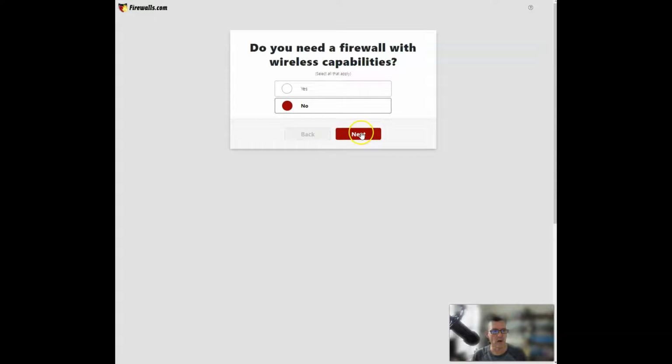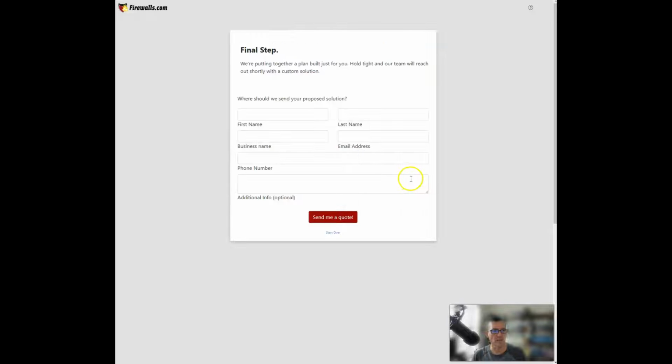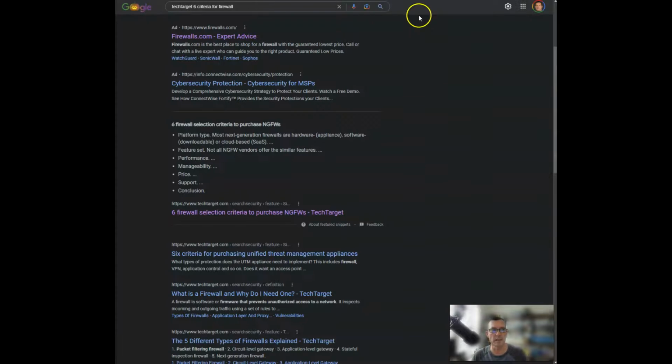We're going to say no to the wireless capabilities. We're going to say no on this. And then the last step here is send me a quote. And so they'll send you that information to an email address that you provide. So, make use of this firewalls.com configurator or find another one online. Those can be really good.